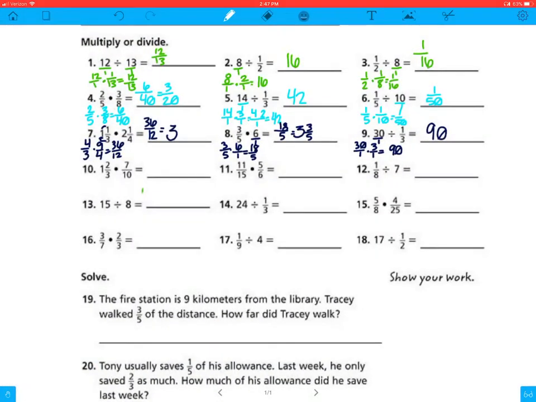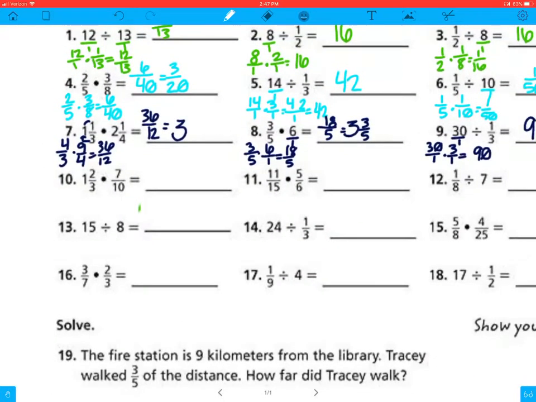1 2/3 multiplied by 7/10. I go around the world. I multiply my denominator by a whole number, and I add my numerator. 5/3 multiplied by 7/10 is equal to 35/30, which is equal to 1 5/30, which oddly enough is not simplified, but I could use that answer. It's 1 1/6 to be simplified.